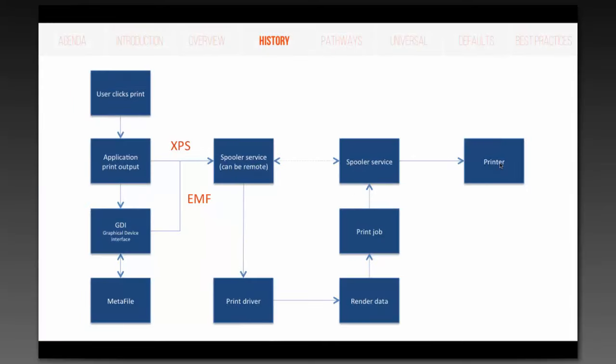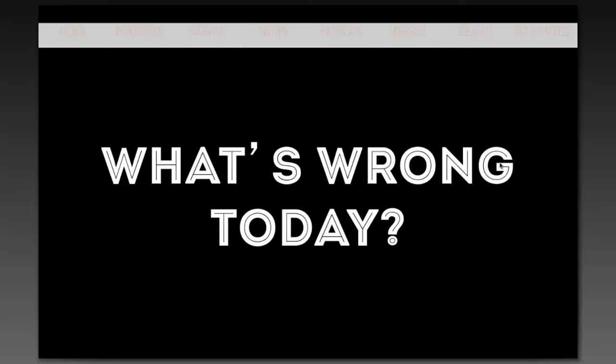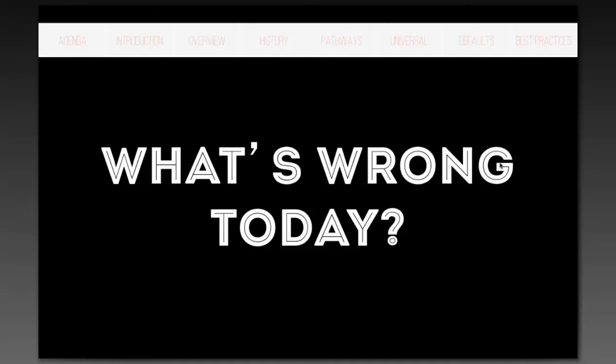So from an overview perspective, we've seen this one before, and this is where you might find the Citrix Print Manager Service. As mentioned, it communicates with the spooler service, which can also be remote, of course, in the case of a print server, for example. And it also communicates with the ICA client. And again, when it does that, we are talking about the client printing pathway, which I'll discuss in a few slides' time. So what's wrong today?